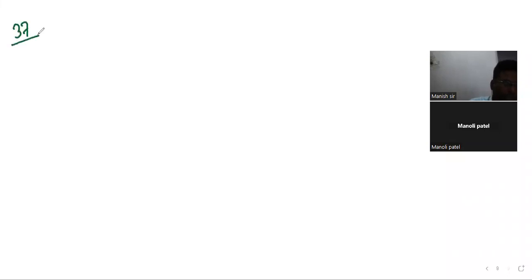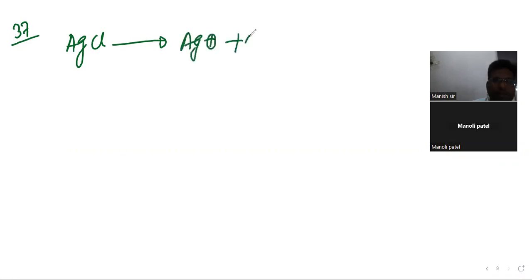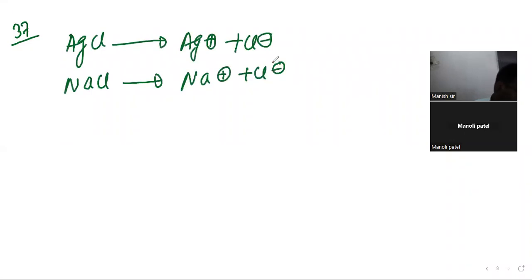Now see the next sum, that is 37. In which of the following will the solubility of silver chloride be minimum? Right. So see the 37. When silver chloride dissociates to form Ag plus and Cl minus, and when NaCl is there, it dissociates to form Na plus and Cl minus, right? So due to the common ion effect, Cl minus is common, right?